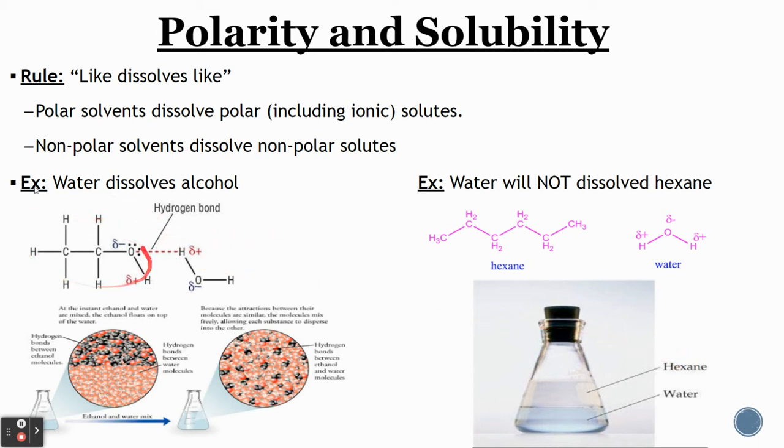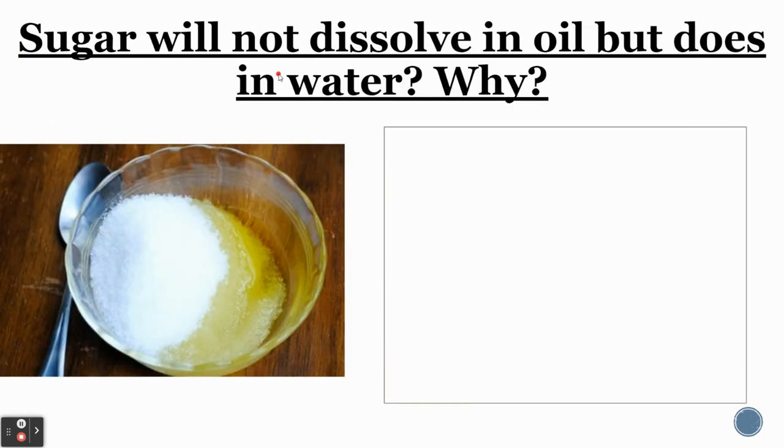Here we have an alcohol that has an OH group, and here we have water. That OH group makes this alcohol polar, and so the water can interact with it with a hydrogen bond and do some dissolving. Basically, to dissolve, you need some good interactions, and the only way to do that is if you have like dissolves like.